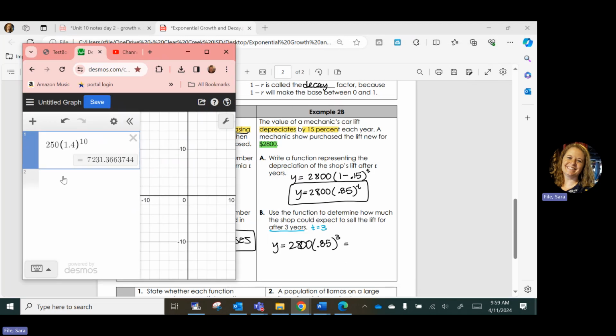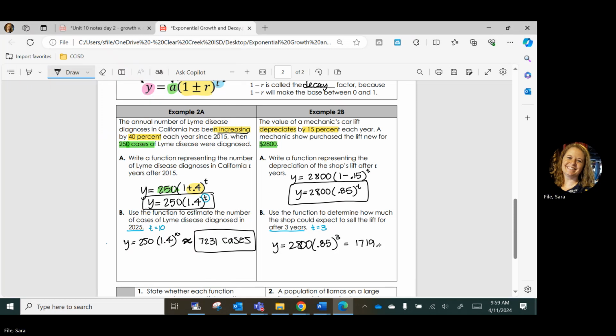So here that would come out to 2,800 times 0.85 to the third power. Now, this one is talking about money, so it makes sense to have a decimal to the hundredths place if we're talking about money. So this is 1719.55 dollars. So that would be the approximate value they can expect to sell the used lift after 3 years.